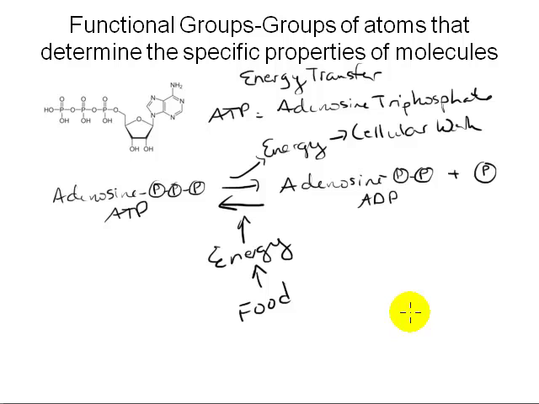Building on these concepts, next we're going to talk about the structures and properties of the four main classes of biological molecules that cells are made of, beginning with the carbohydrates and lipids.